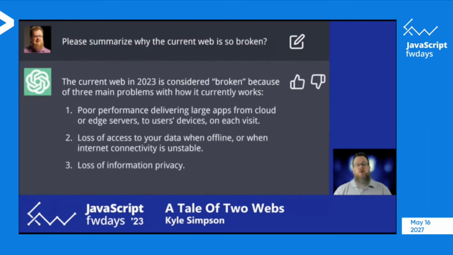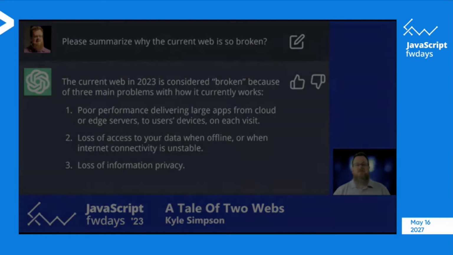Number one, poor performance of delivering large apps from cloud or edge servers to users' devices on each visit. Number two, loss of access to your data when offline or when internet connectivity is unstable. And number three, loss of information privacy. Well, thanks very much, ChatGPT. That's a great outline for the rest of this talk.